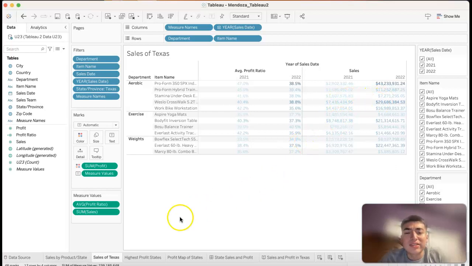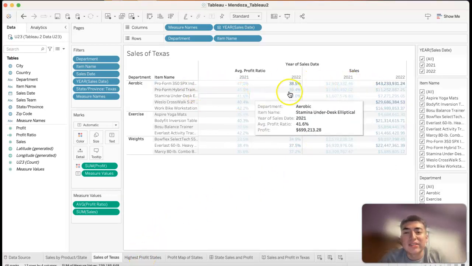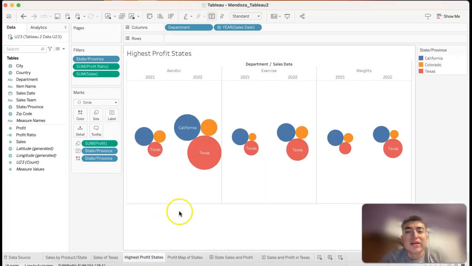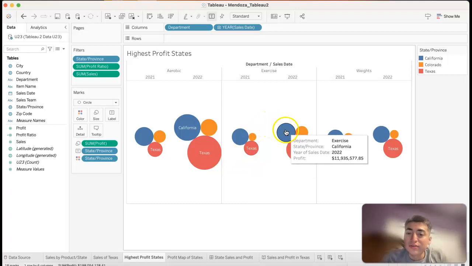So I want to compare this to the different states as well, just to see how the aerobic section right here, which we can see is the area they were doing good in, did compared to other states. So I got the two other highest profitable states. In my example, I picked Colorado and California since those were big players already. And I compared it, and it was true what I thought.